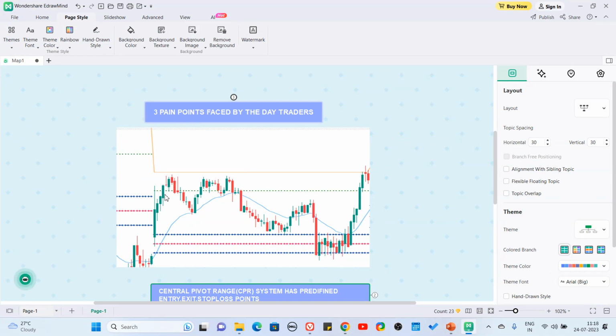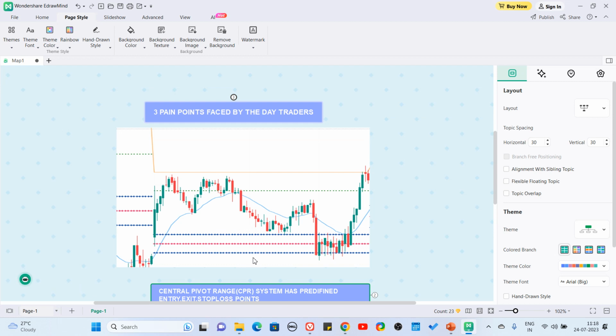Now, the three pain points faced by day traders. Before going into this concept, I want to explain the chart here, because this is the chart I'm giving you examples on throughout the presentation. If you are new to the concept of CPR pivot points, CPR is the central pivot range, with three lines like this. This is the range where you can enter the market at a fair price.